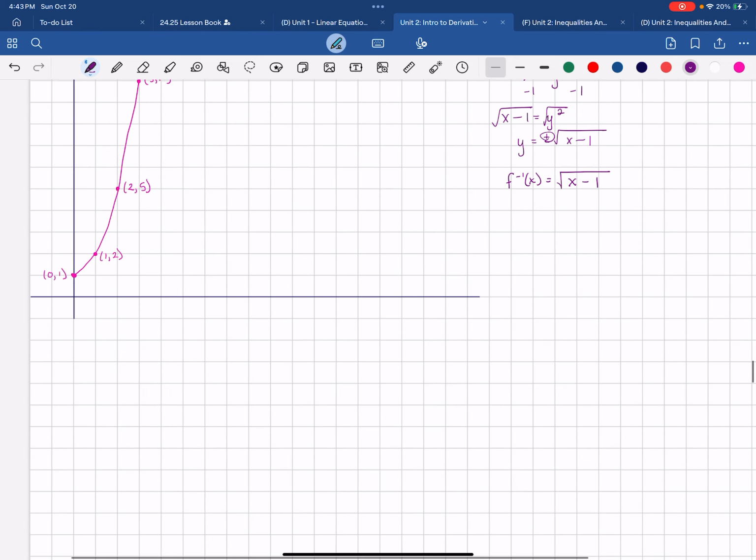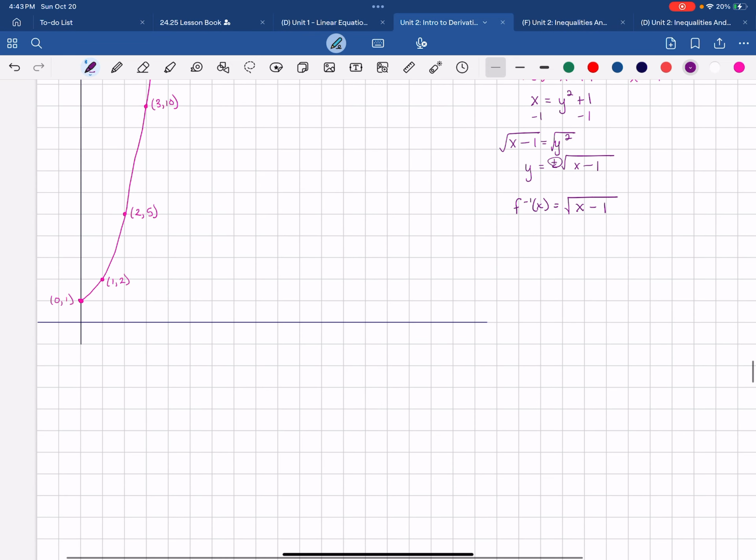So I'm going to go ahead and graph this function. If I put 1 in, I get 0. If I put 2 in, I get 1. If I put 3 in, I get a radical, right? I get the square root of 2. I don't want to do that. 4, I get the square root of 3. If I put 5 in, I get the square root of 4, which is 2.